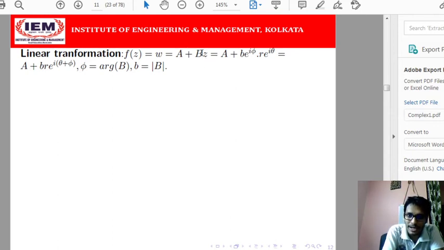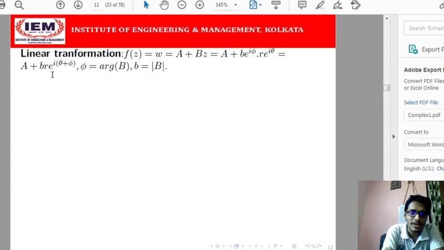First, z is magnified when we multiply z with b, so bz. Now if we represent this in polar form, b can be written as mod b e to the power i phi, where phi is the argument of b and mod b is the modulus of the complex variable b, and z can be written as r e to the power i theta. So ultimately w can be written as a plus mod b times r into e to the power i (theta plus phi).